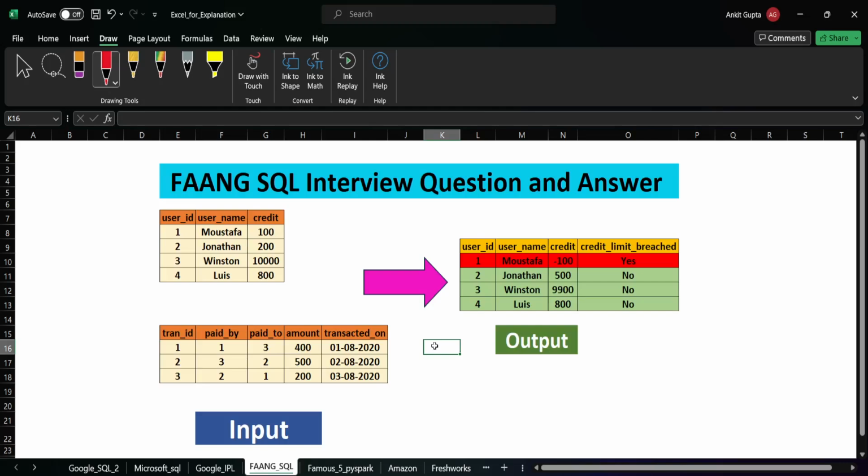So today we will be solving this FAANG SQL interview problem. It is a very interesting and important problem at the same time.